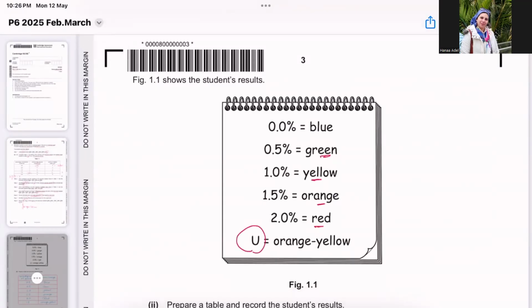The unknown solution, so the product or the result is orange yellow. So this means that its concentration is in between these values. Not 1 and not 1.5. So if you just predict the value of orange yellow, maybe 1.1, maybe 1.2, maybe 1.3, maybe 1.4%. It does not reach 1.5 because 1.5 is orange and 1 is yellow. So the orange yellow is in between 1 and 1.5, so the values range from 1.1 to 1.4.